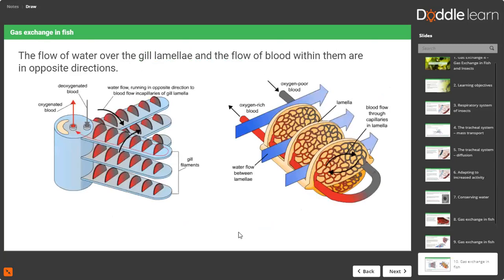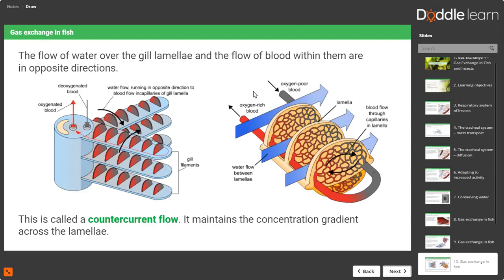The flow of water over the gill lamellae and the flow of blood within them are in opposite directions, and we call this a counter current. So we've got the lamellae here, and we've got blood flow through the capillaries, with our oxygen poor blood going through, and our oxygen rich blood going this way. So our blood is flowing in this direction, and our water is flowing in this direction. They're going in the opposite way. Again, you can see it here. We've got our gill filaments, with water flow running in the opposite direction to blood flow. So blood is going up and down, and water is going the opposite way.